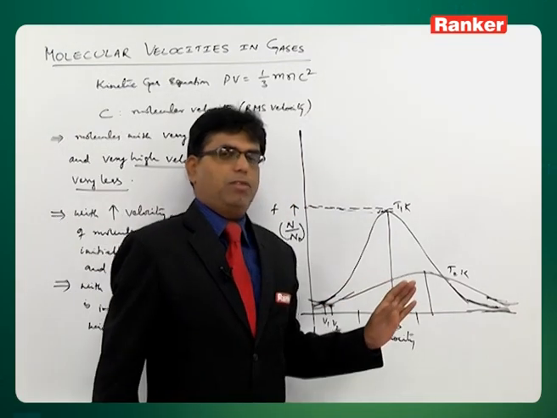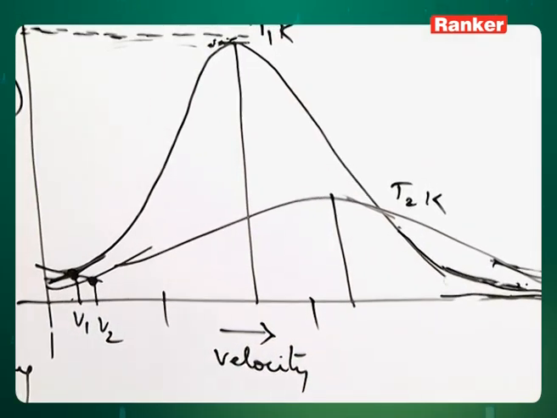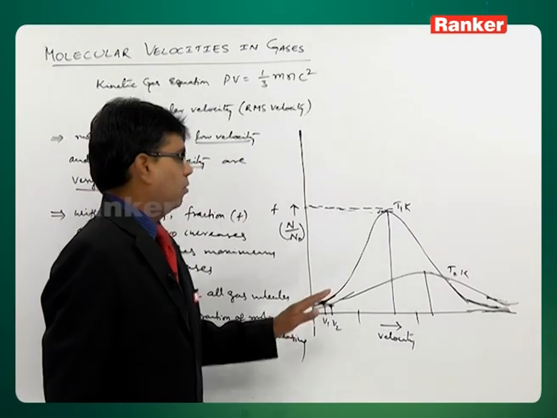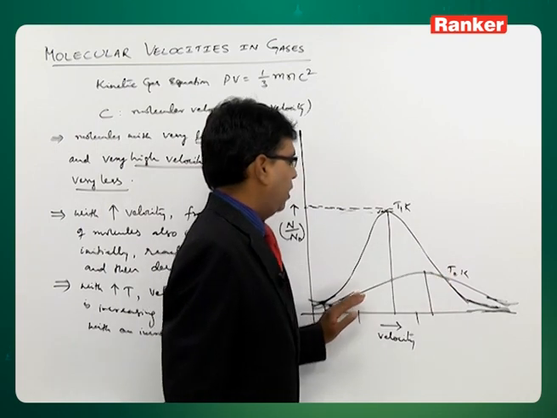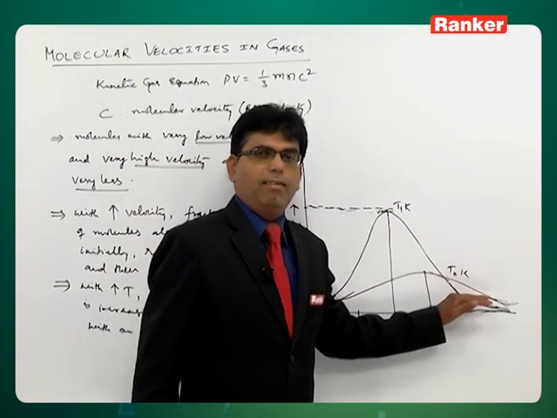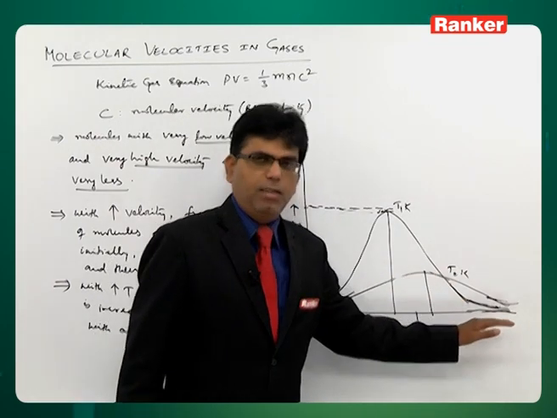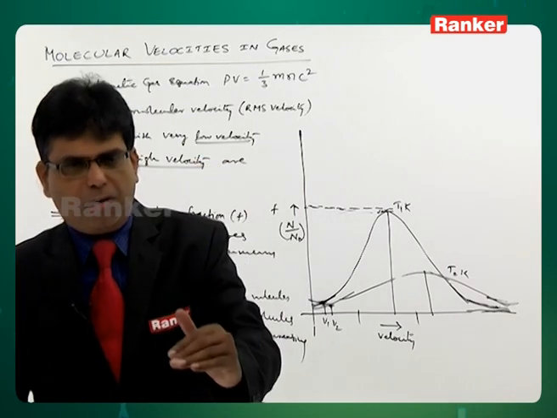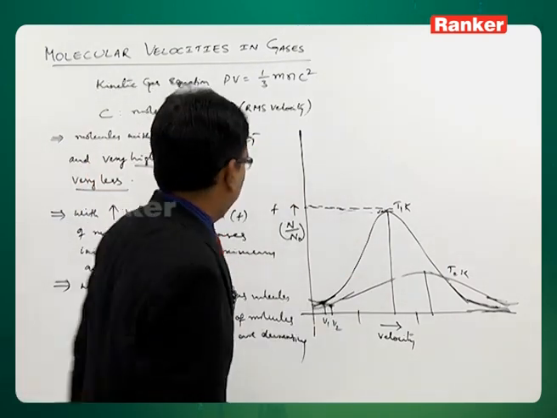But at the same time, what you can also observe is that the height of the peak is decreased. Height of the peak decreased means the fraction of molecules possessing that particular velocity is decreasing. So the curve is getting flattened over here. Here you will have a sharp peak, but here you will not have a sharp peak; rather the curve is getting flattened, meaning the height is decreasing. That means the fraction possessing that particular velocity is decreasing. This is the inference that you can draw.